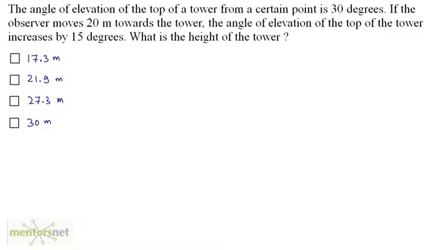The angle of elevation of the top of a tower from a certain point is 30 degrees. If the observer moves 20 meters towards the tower, the angle of elevation of the top of the tower increases by 15 degrees. What is the height of the tower?